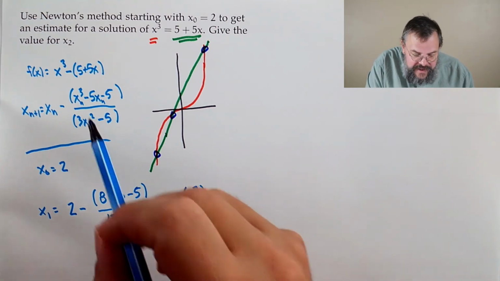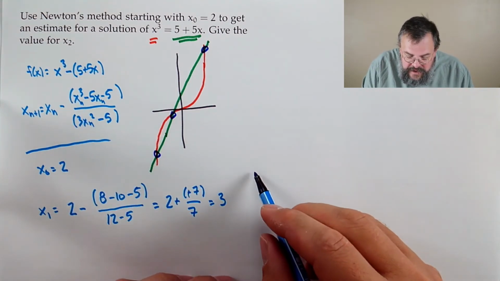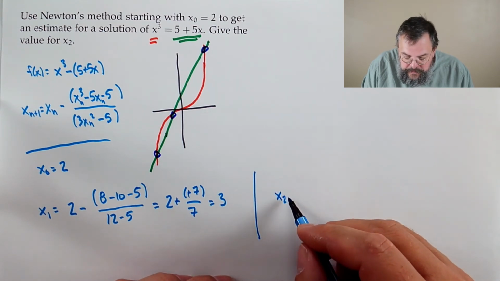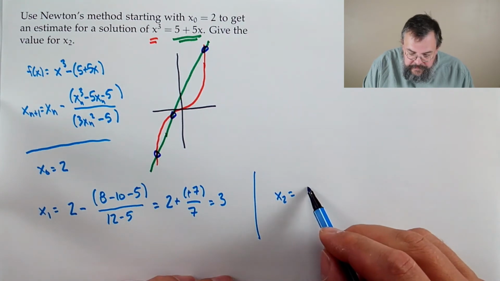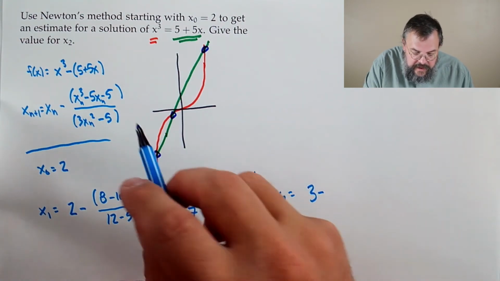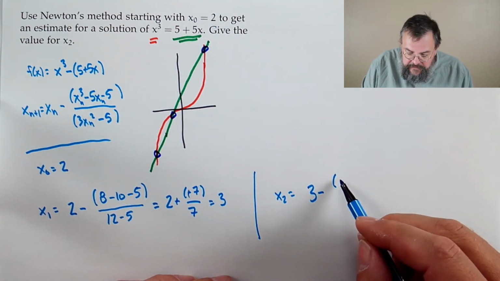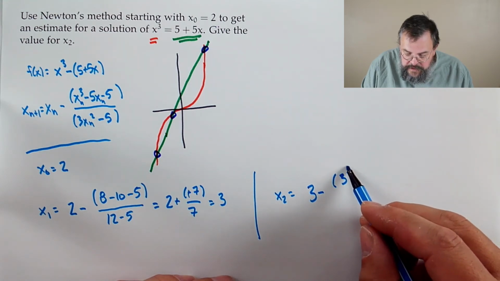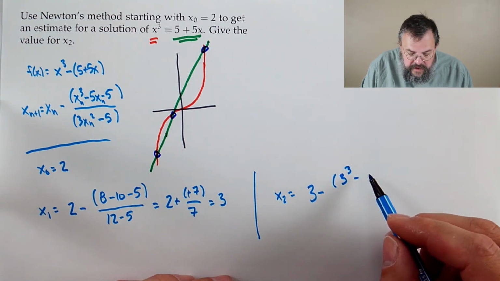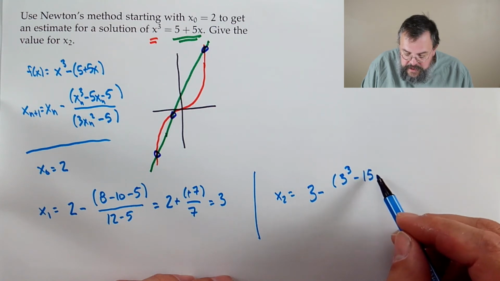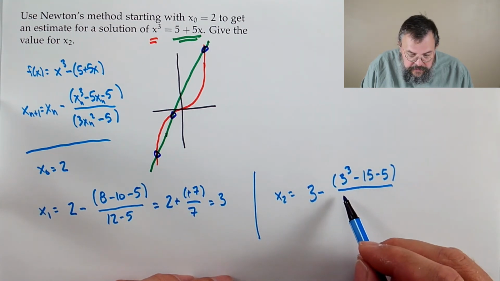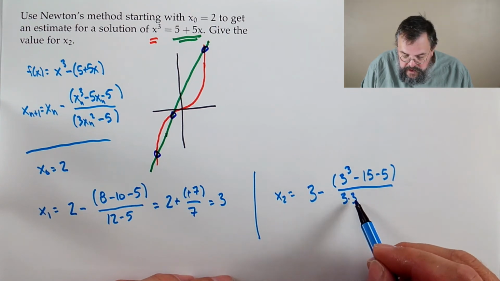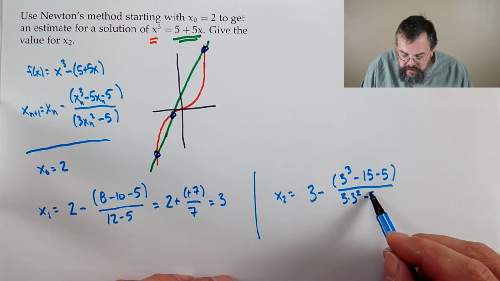We're so close. We just need to do x2 now. So what is x2? We're going to plug 3 in. So 3, subtract. Upstairs, we would have 3 cubed, then minus 5 times 3, 15, minus 5. Downstairs, 3 times 3 squared, minus 5.